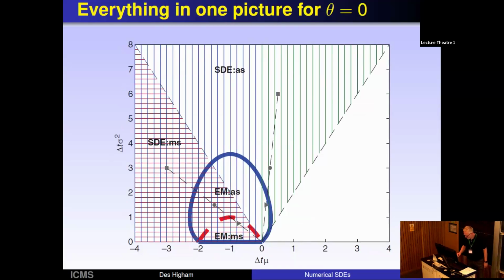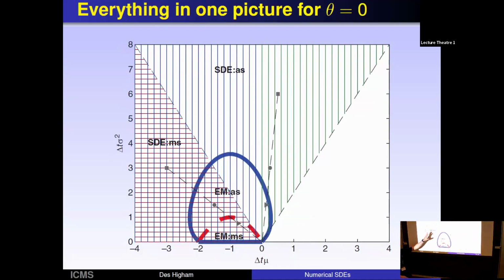And just to wrap up, here's an example, tries to put everything together. This is theta equals 0. This is Euler-Maruyama, the explicit method. Remember, the SDE is mean square stable below this wedge, y is minus 2x. It's asymptotically stable above this line, y equals 2x, and to the left.